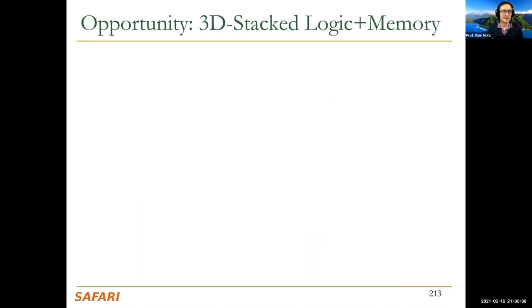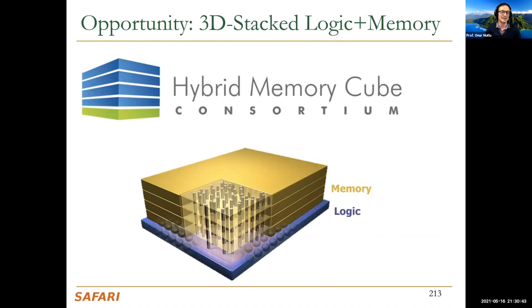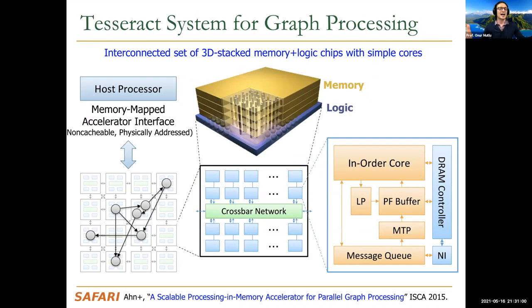So the opportunity that we tried to exploit was 3D stacked logic and memory. And these memories exist today in some form. High bandwidth memory is the closest one today, where you actually have a logic layer and memory layer stacked on top of it. And you have high bandwidth, low latency connections between the logic and memory layers. And other three-dimensional technologies are under development today. So I'm going to give you a high-level picture of it. The details are in the paper. But how do you take advantage of these 3D stacked logic and memory chips?